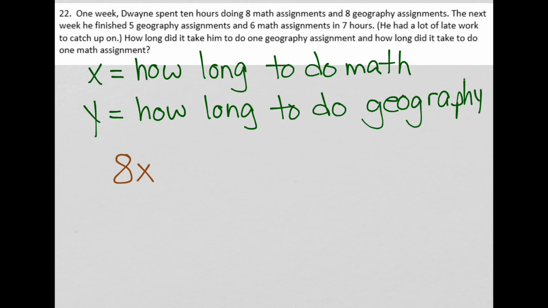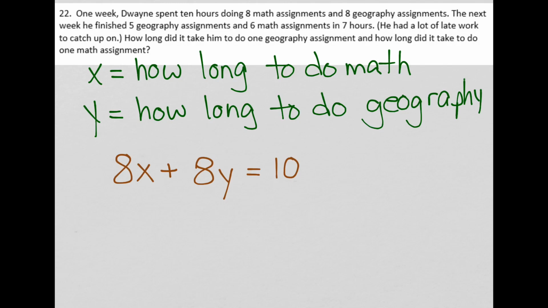Okay, geography. How long did it take to do one geography assignment? I don't know. He did 8 of them. We called it Y. So 8 times Y would represent how long it took him just on the geography. Now, if we add those two expressions together, we figure out the total amount of time that Dwayne spent doing homework that week. It was 10 hours. Okay, that equation is for our first week.